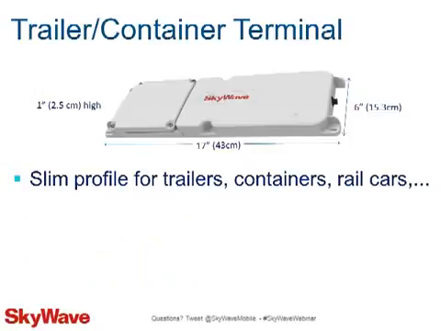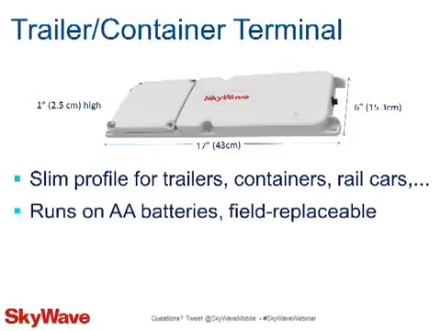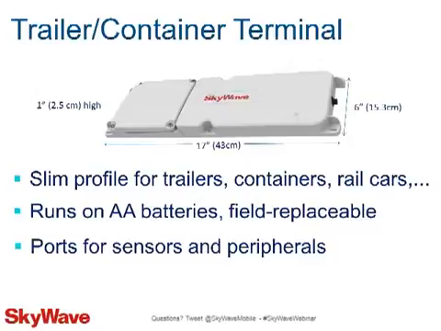The final terminal that I want to show you is our IDP800 terminal that has a very slim profile antenna with integrated batteries. The terminal runs on either 12 rechargeable or non-rechargeable AA batteries that are field replaceable. If the terminal is using rechargeable batteries, it can use a power source, like vehicle power, to keep it charged. Like the other IDP terminals, the IDP800 has sensor and peripheral ports to connect to temperature sensors, cargo door sensors, and data terminals for communicating with the drivers. And finally, there's an accelerometer on board to check for motion.